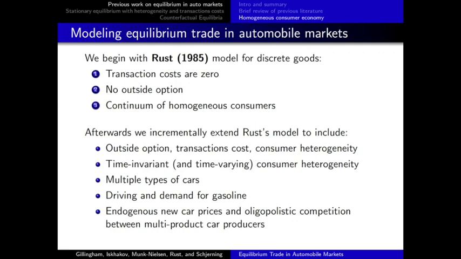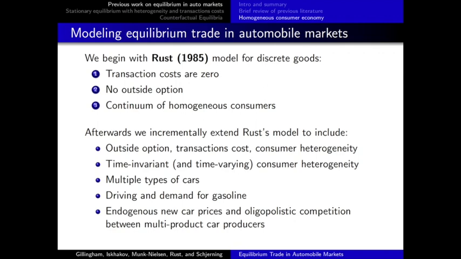Okay, so here's the modeling we're going to do. In order to do the modeling of equilibrium trade in automobile markets, we're going to start with Rust 1985, because the paper already mentioned. It's a version with discrete goods where the state variable is the age of the car that just goes up 1, 2, 3, 4, 5. This model has no transaction costs, there's no outside option, so everybody needs to own a car. And then there's a continuum of consumers. In this starting point, all these consumers are going to be homogeneous. This is the starting point, and then I'm going to spend some time deriving the equilibrium price function, and from there we make extensions one by one.